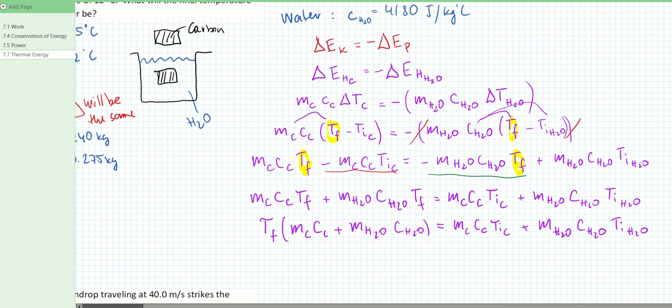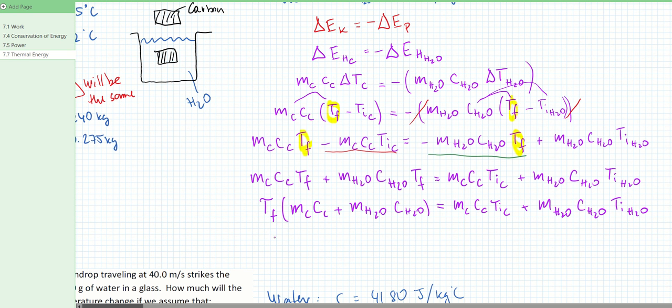So the next step is now get the T final by itself, which means we need to divide by this term that's in parentheses to get the T final by itself. So the T final is going to equal all the stuff that's on the right side divided by the stuff that's on the left here, so we get this.